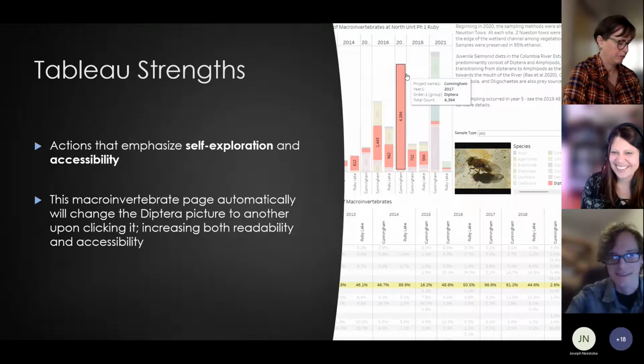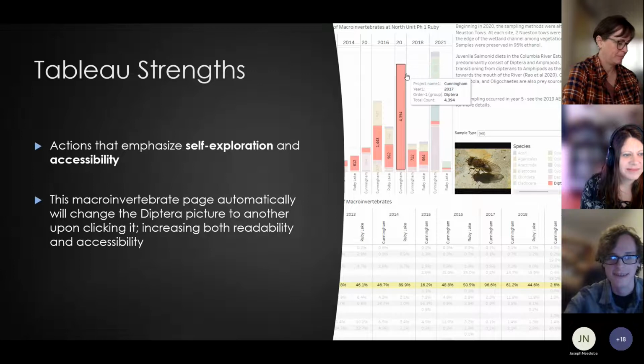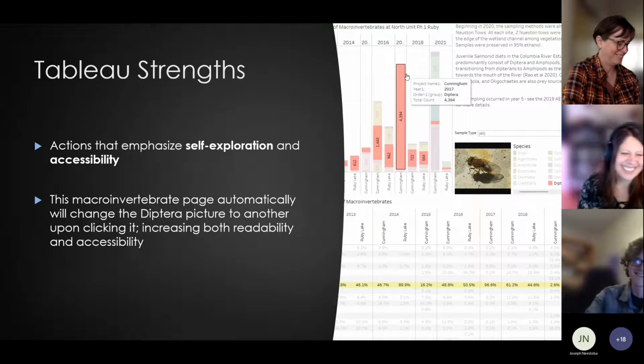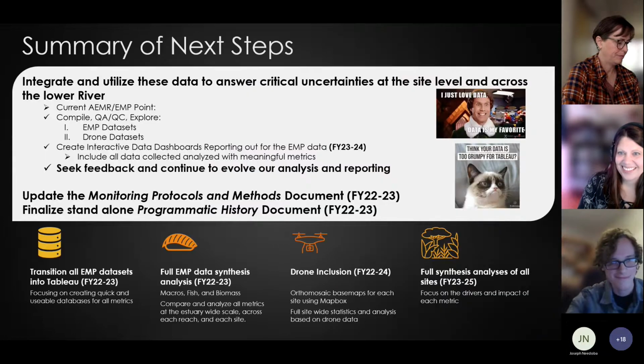Tableau also emphasizes self-exploration and accessibility. So in this case, we have a diptera highlighted on this. If you don't know what a diptera is, you would click on anywhere where it says diptera and it would change that picture in the slide. It really helps people who do not know their macroinvertebrates to understand what every single macroinvertebrate is. And then next slide, please.